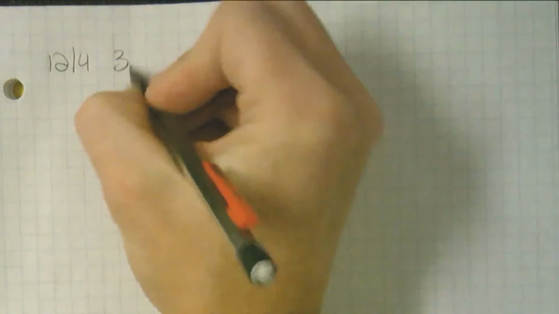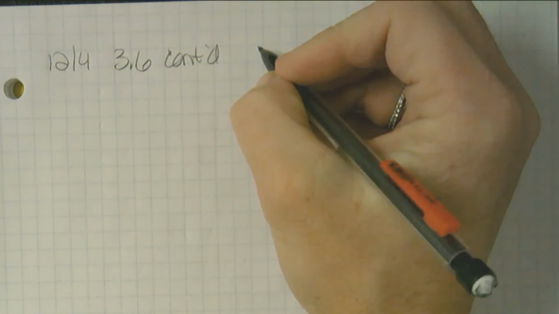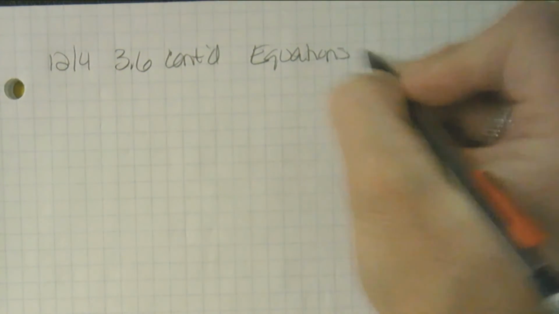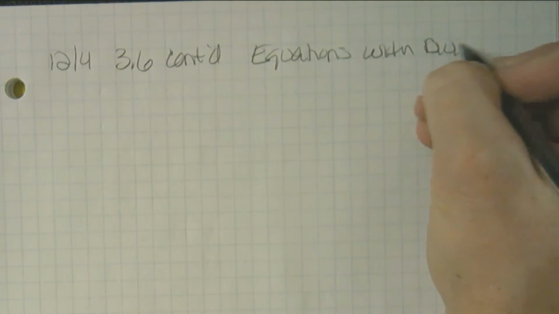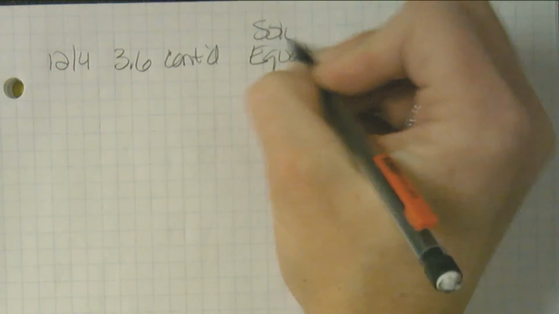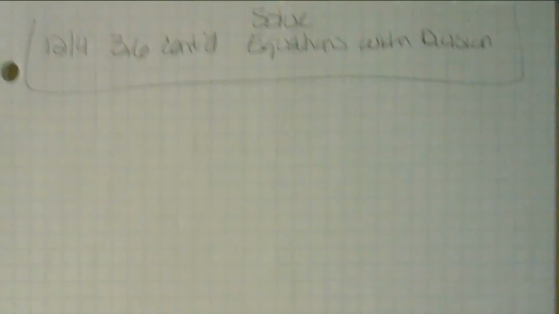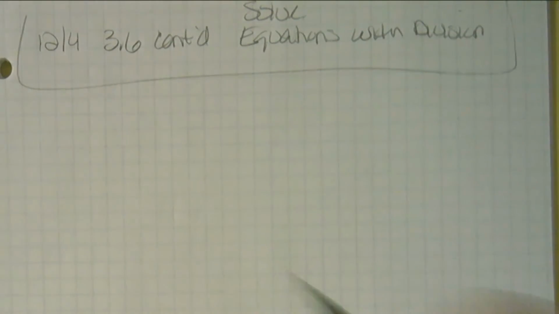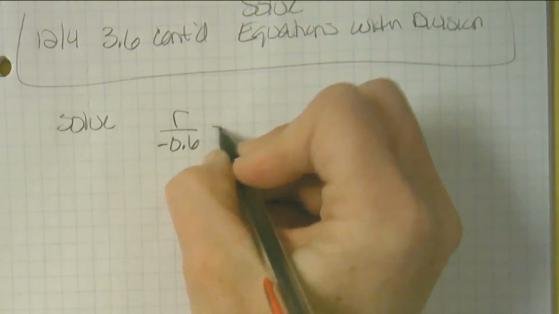Today is 12/4. We are still in 3.6, so 3.6 continued. And let's talk about equations with division. So we're going to solve equations with division. All right, so I want you guys to solve r divided by negative 0.6 is equal to 0.5.